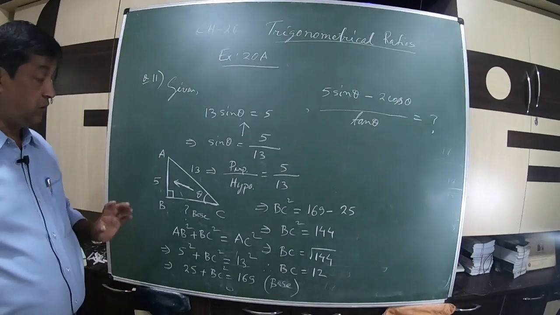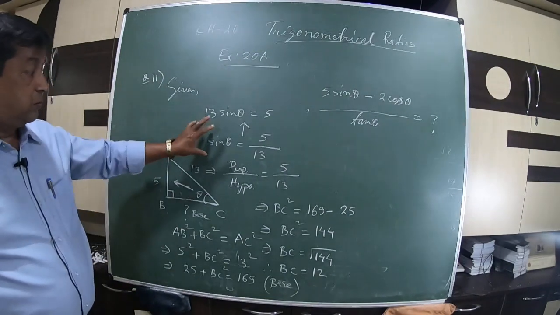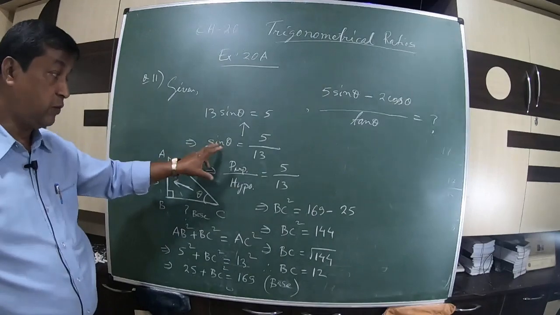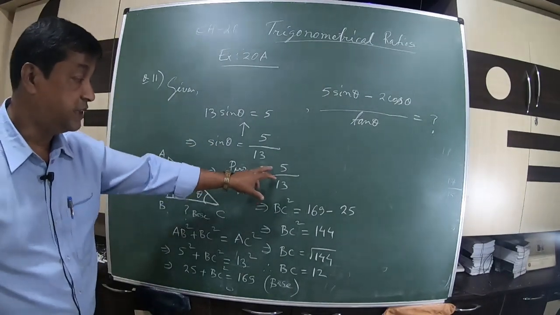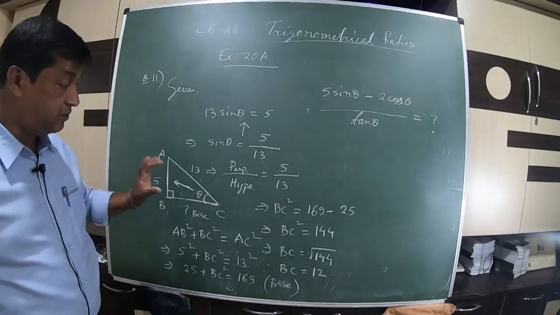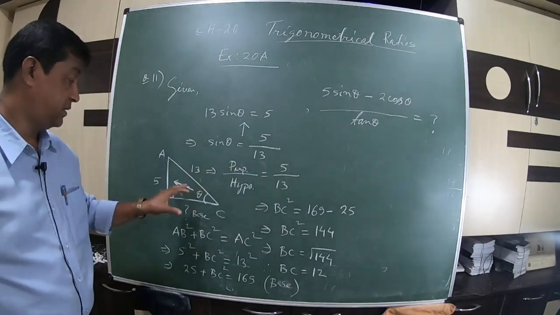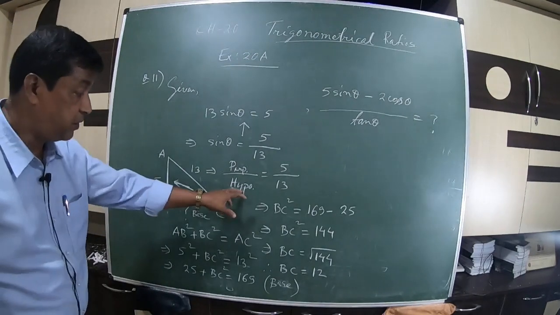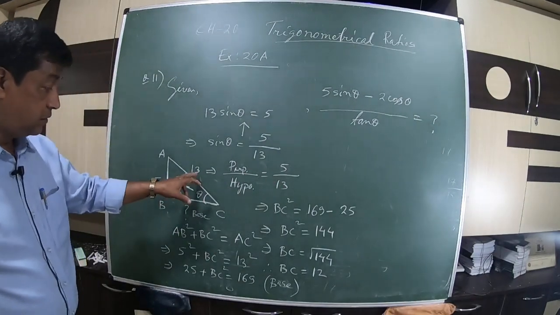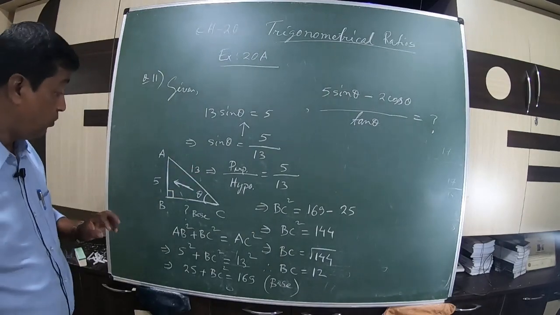First of all, what is your work? What is the ratio given? According to that, sin theta is perpendicular by hypotenuse. So that is 5 by 13 given in the book. Now what is the value of perpendicular? That is 5 unit, maybe centimeter, millimeter. The hypotenuse is how much? 13. That is 13 units. Now which one is the unknown?